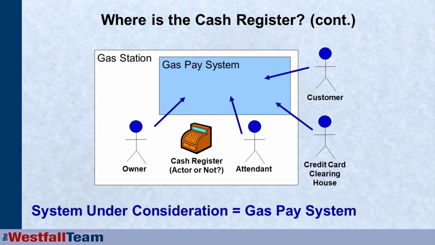For example, if the attendant reads some kind of controller unit and then hand enters the amount of gas sold into the cash register, and the cash register does not interact with the gas pay system, then it's not an actor. However, if the gas pay system sends the gas price to the cash register and it automatically brings up the price of gas, then it would be an actor that you're going to interact with as part of the gas pay system.